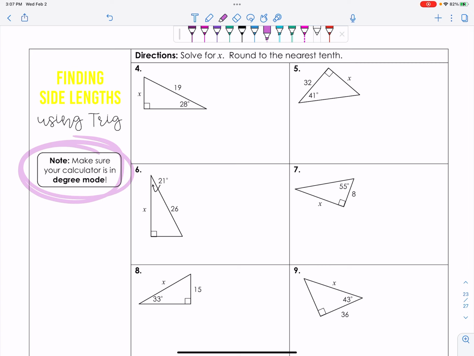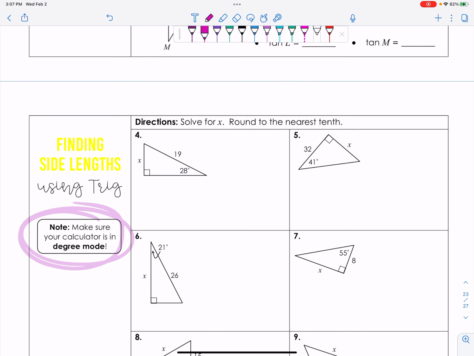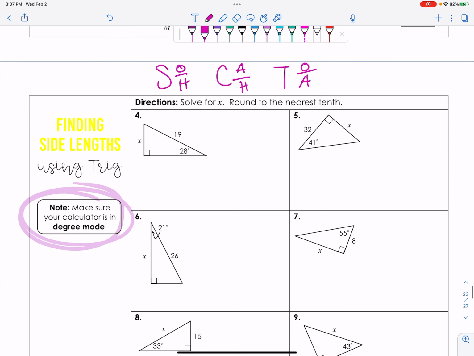So here's what we're going to do. We're going to rewrite our trig functions so that we can have them in front of us. So sine is opposite over hypotenuse, cosine is adjacent over hypotenuse, and tangent is opposite over adjacent. The trig functions work for when we don't have a special right triangle. If we don't have a special right triangle, then we have to resort to using trig functions.